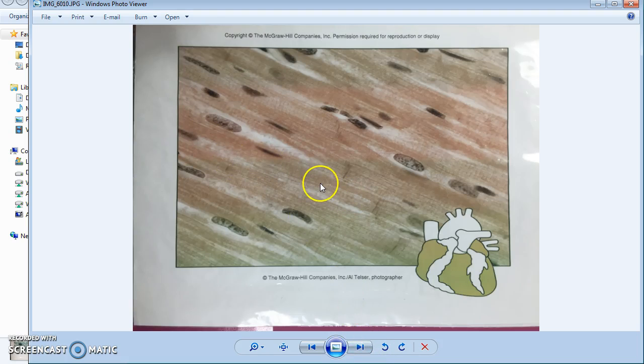Here we have long strands of striated muscle tissue. We have these dark bands here called intercalated discs, the nuclei here, and then your reference point here is a picture of the heart and the muscle tissue there. And so this slide here is a cardiac muscle tissue.